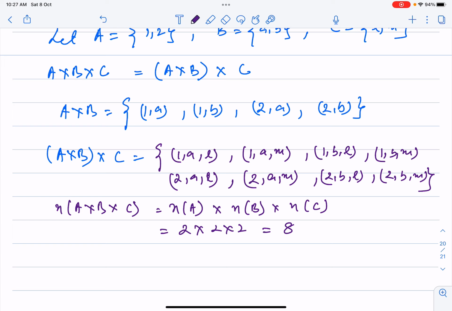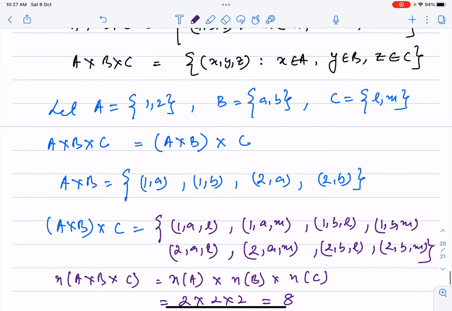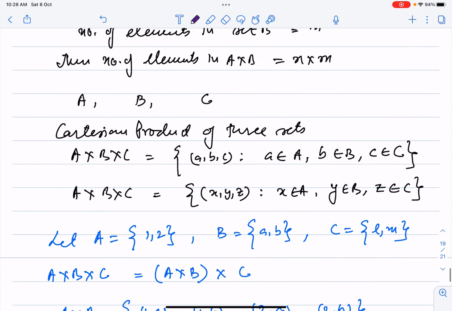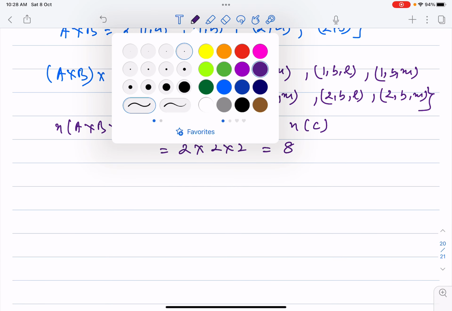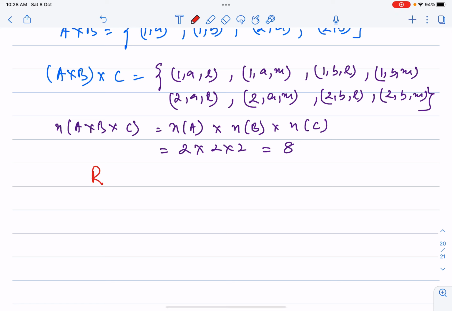Now we come to the topic called relations, right? Now our topic starts, that is the relation. As I earlier told you, there is a relation between two persons. Similarly, in mathematics, there is a relation between two elements.